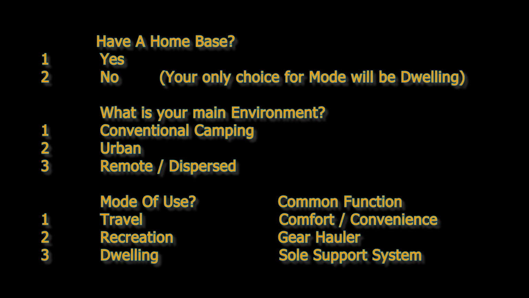1-1-1. So have you had a home base? Yes or no? What is your main environment? 1 would be conventional camping, 2 would be urban, 3 being remote. What mode of use are you going to find yourself most involved in? 1 would be travel, 2 recreation, or 3 dwelling.